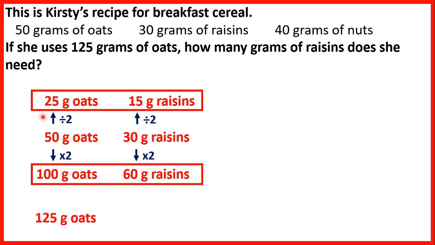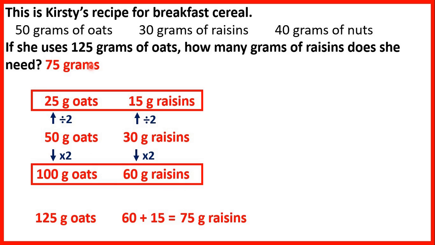Now 100 plus 25 is 125, and that's the number of grams of oats that she needs. So we can work out the number of grams of raisins by adding 60 and 15, so she needs 75 grams of raisins.